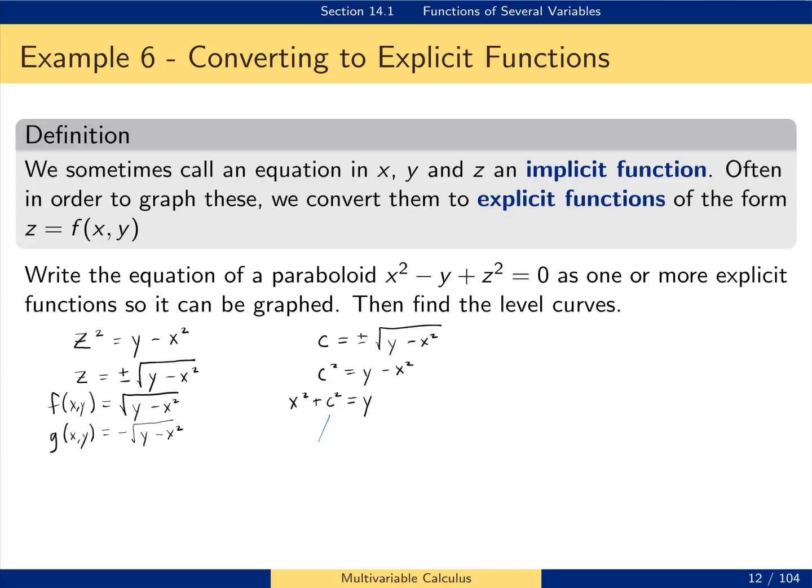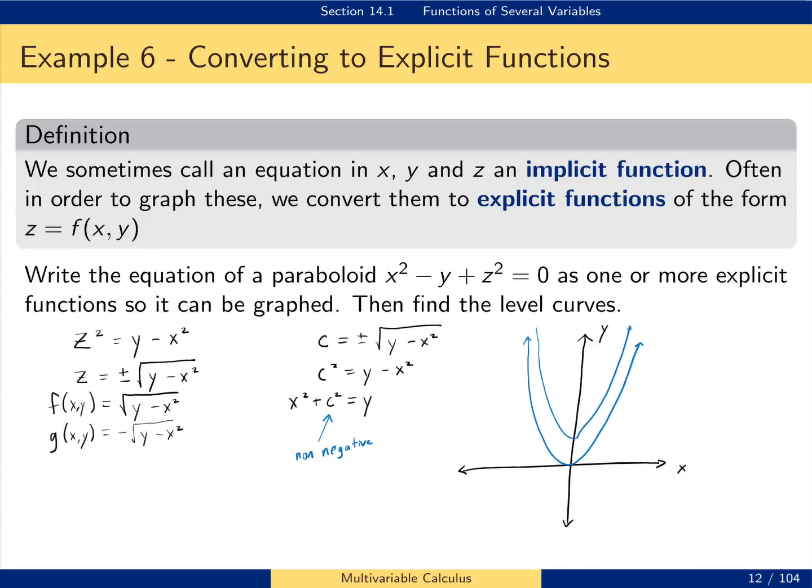Notice that c squared is non-negative. So these level curves are only shifted upward. Let's graph them. We can try to visualize the graph by imagining these level curves stacked on top of each other, one on each level. Do you think you can tell what it looks like? Let's pull up a model.